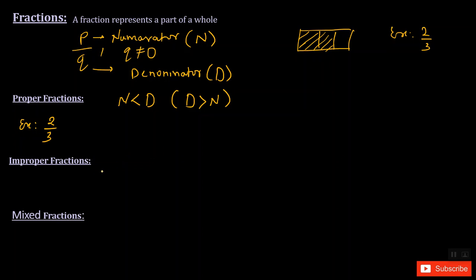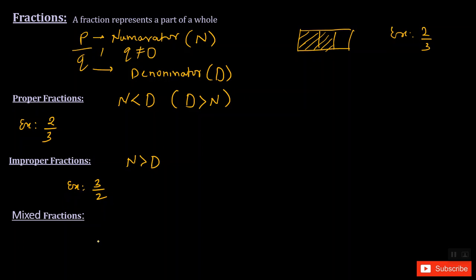Now, what do we mean by improper fractions? The opposite of proper. Fractions whose numerators are greater than the denominator are called improper fractions. For example, I can say 3 by 2, isn't it? The numerator is 3 here and the denominator is 2. So this type of fraction we call improper fractions.